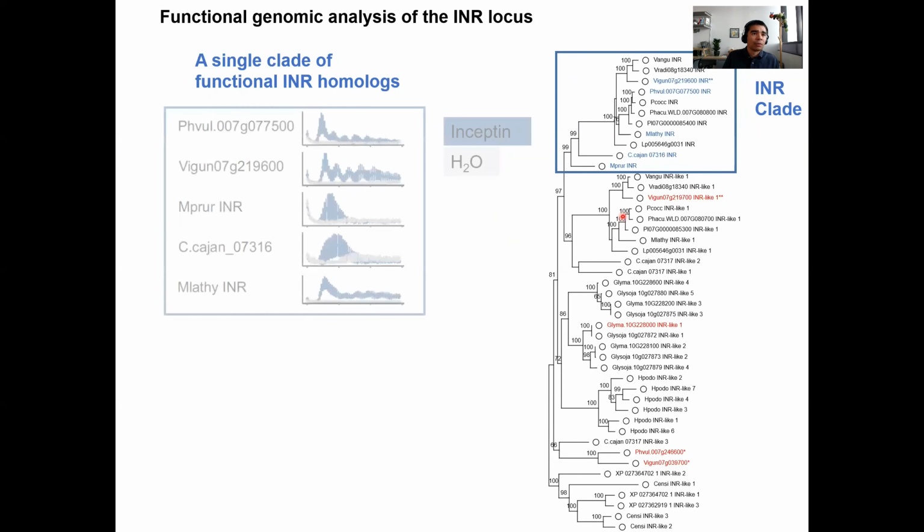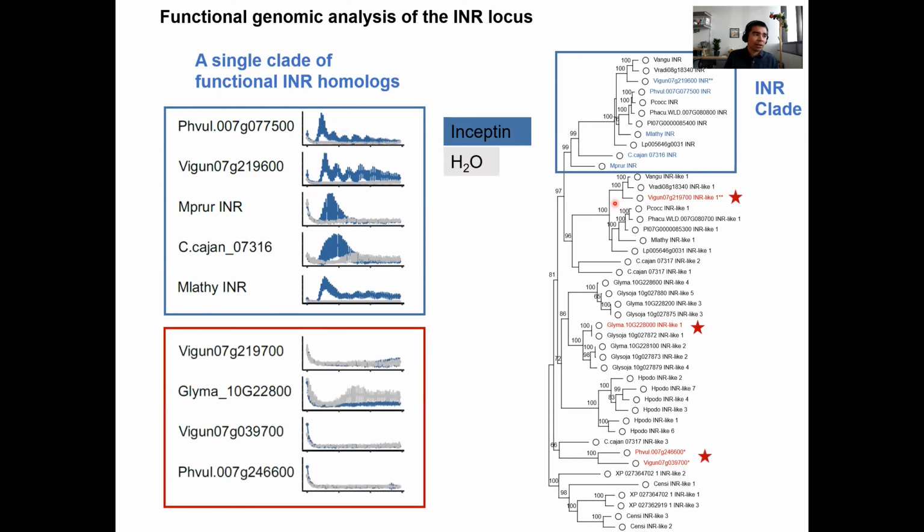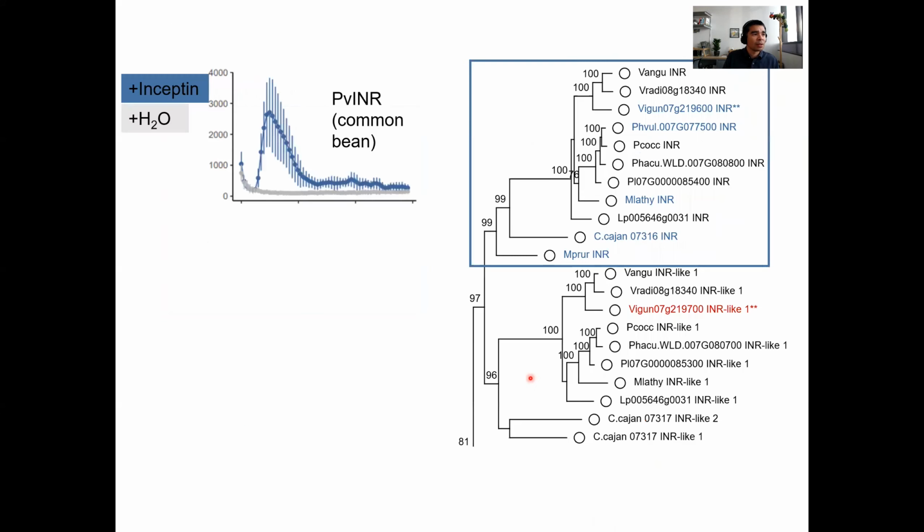And so if we express INR from the INR clade in tobacco, various INR homologs are able to confer an Inceptin-induced response, consistent with the single clade of functional INR homologs, whereas diverse paralogs from common bean, from cowpea, and from soybean are not able to confer this Inceptin-induced response. Using this broad functional validation of various homologs, we were able to also ancestrally reconstruct Inceptin receptor function.